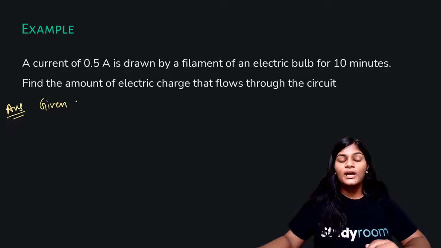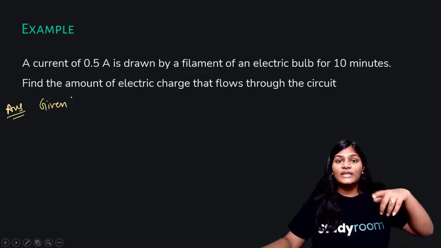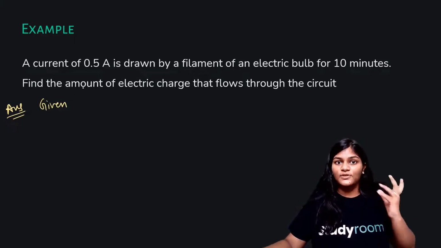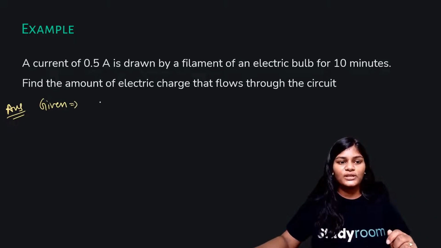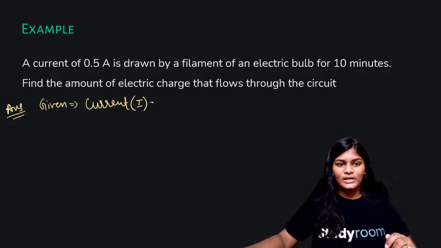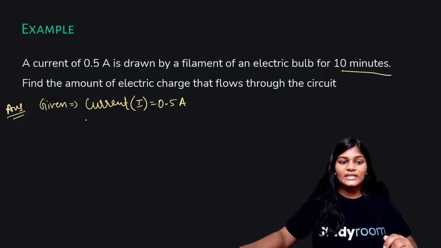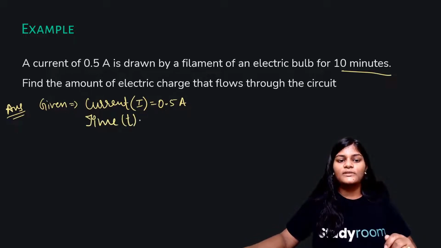So we write given, and with given we always write the symbols because we define the formula in terms of the symbols, right? So we are given that the current, what is the symbol for current? It is I, is given as 0.5 ampere. What is this 10 minutes? That is time, right? So time T is given by 10 minutes.